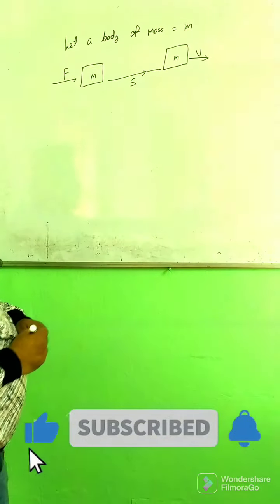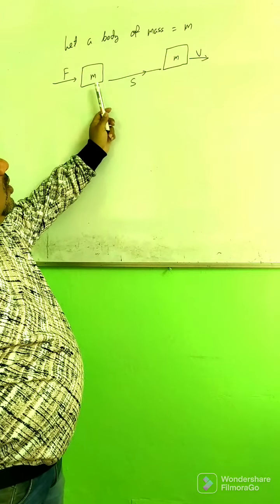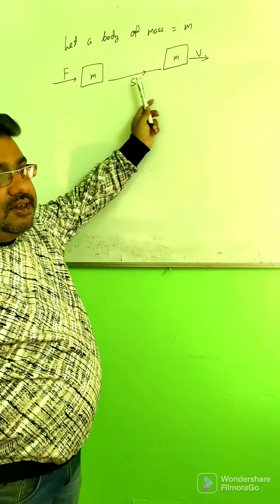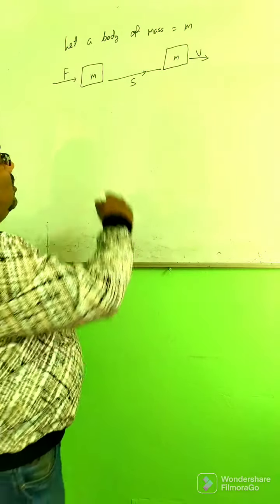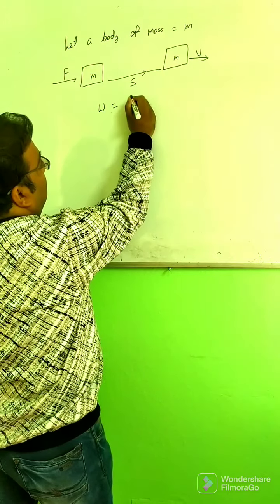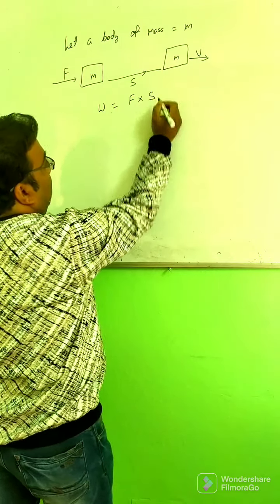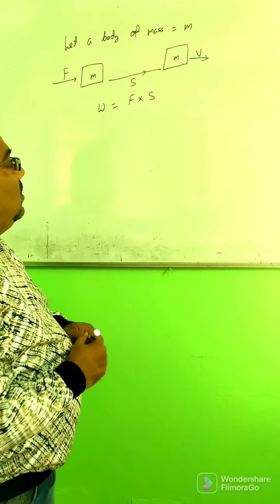Initially the body is at rest, a force is acting on the body, as a result it is displaced and covers a distance s, and its final velocity becomes v. So now we know that the work done on the body, W equals F into s, we have already discussed in the work topic.